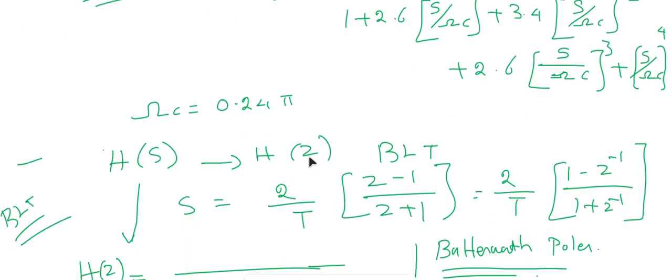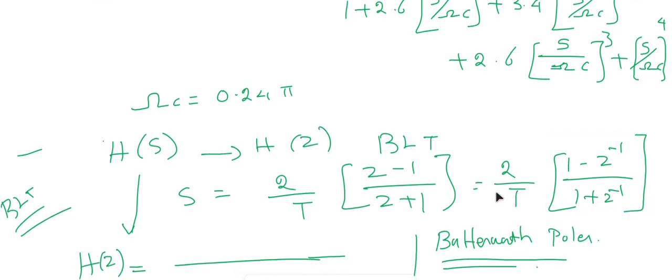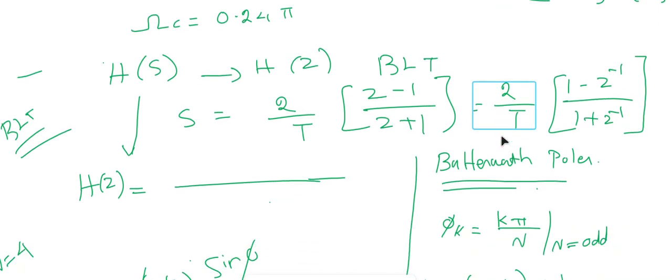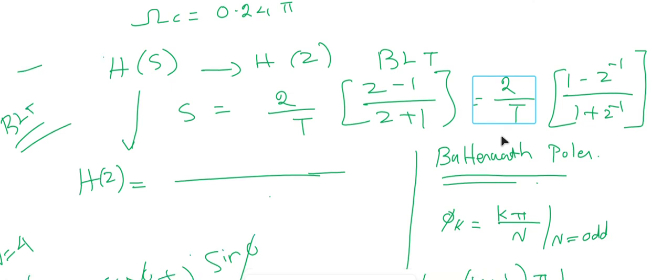Then with h of s, you have to calculate h of z by using bilinear transformation, where you substitute s equal to 2 by t, z minus 1 divided by z plus 1, or 2 by t, 1 minus z inverse by 1 plus z inverse. So you can substitute the omega c and s value, simplify, compute the values and determine the polynomial coefficients. The poles can be determined, and you can plot the poles also.